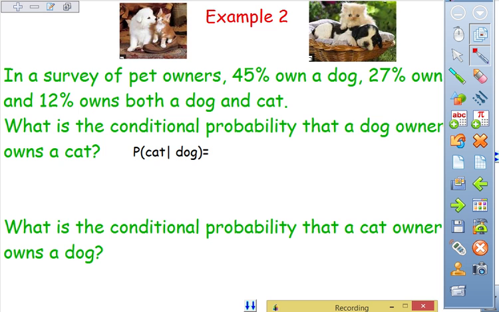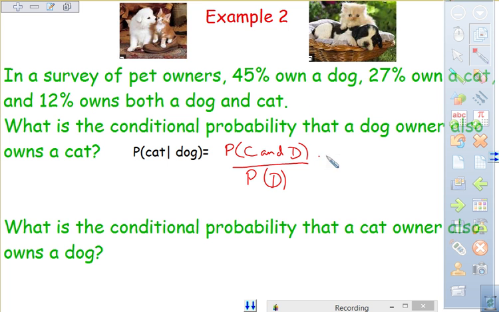If they're a dog owner, what is the probability that they own a cat? So out of all the dog owners, how many own a cat? So here's what we're looking at for our formula. The probability that they own a dog and a cat, which would be the 12%, divided by all the dog owners, 45%. So this answer is 26%.